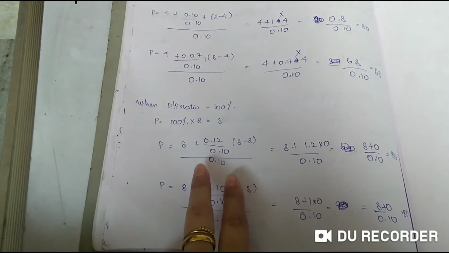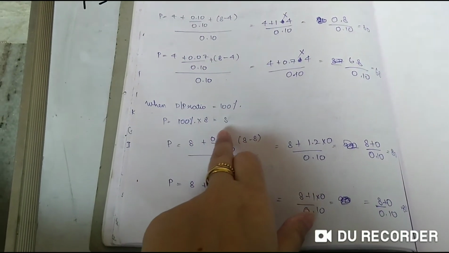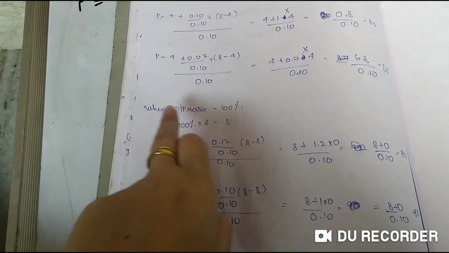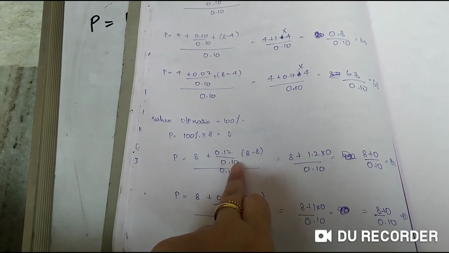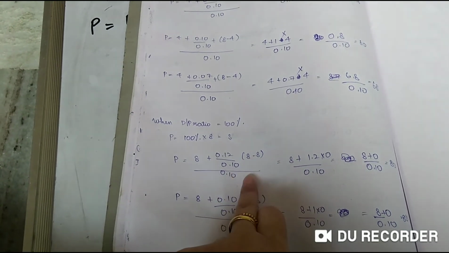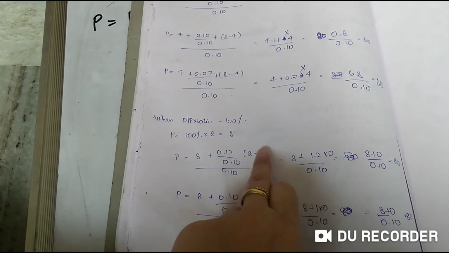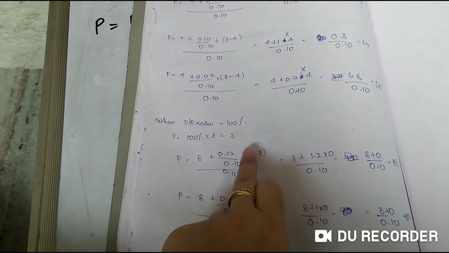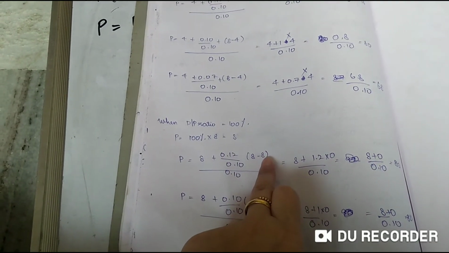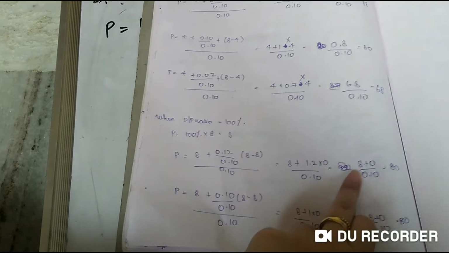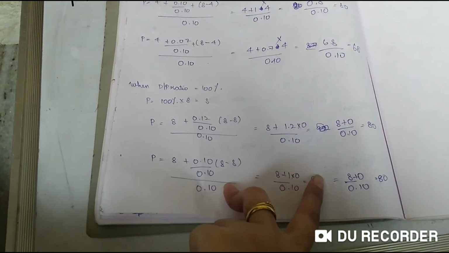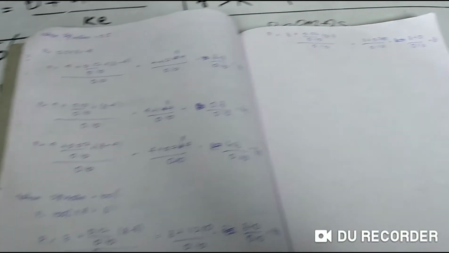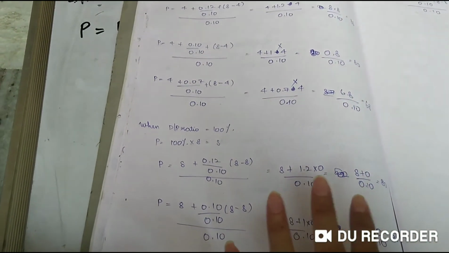Now the next one is when DP ratio is 100%, that means you are giving out 100% of earnings as dividend. So your D becomes 100% of 8, which is 8 only. So 8 plus 0.12 divided by 0.10 into 8 minus 8 divided by 0.10. Subtract, divide, multiply, you will get 0 only. Anything multiplied with 0 is 0, right? So the answer will be 8 plus 0 divided by 0.10, which is 80. The second one also will be 0, and the third one also will be 0, because anything multiplied with 0 is 0. Fine, I hope it is clear for you.